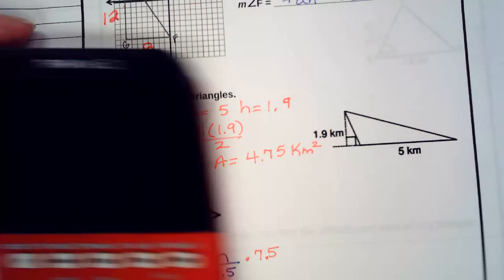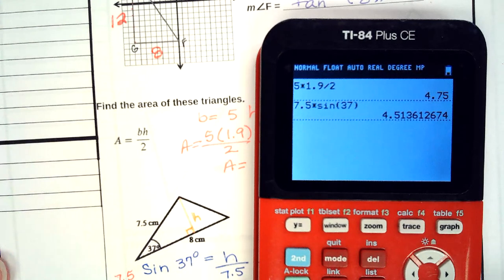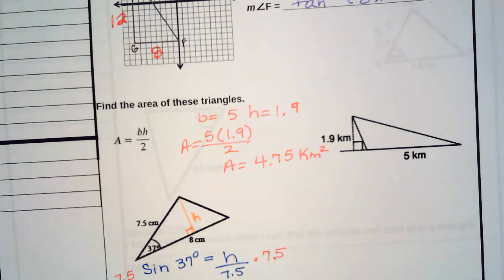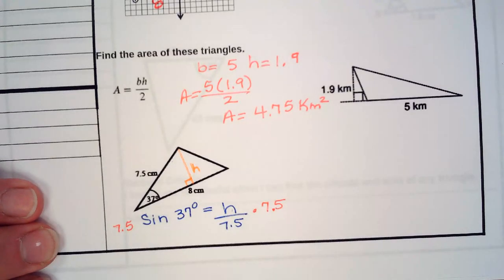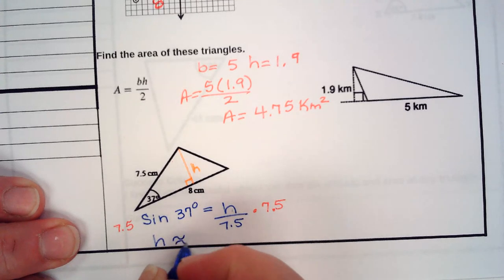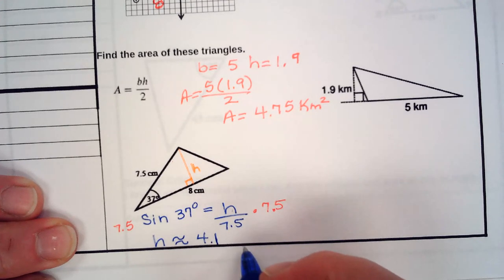So as I get ready to multiply, it will be 7.5 times the sine of 37. Close it off, and I get 4.513. So that's approximately 4.1. And that will be centimeters.